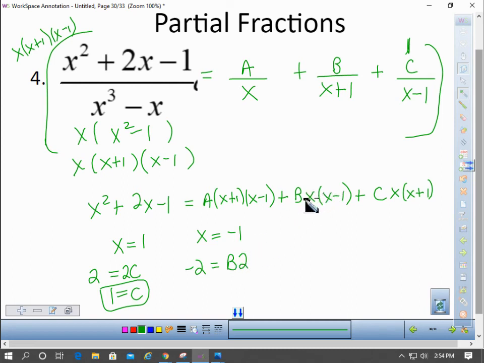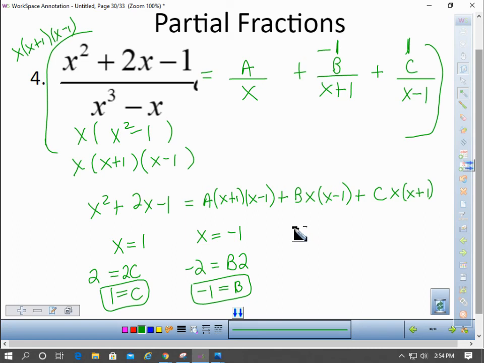So I'm plugging a negative 1 in here. So negative 1, and then here will be negative 1 minus 1, which is negative 2. So negative 1 times negative 2 is a positive 2. So I'm going to be left with b times 2. So when I divide by 2, b is negative 1. So up here, this is a negative 1 there.